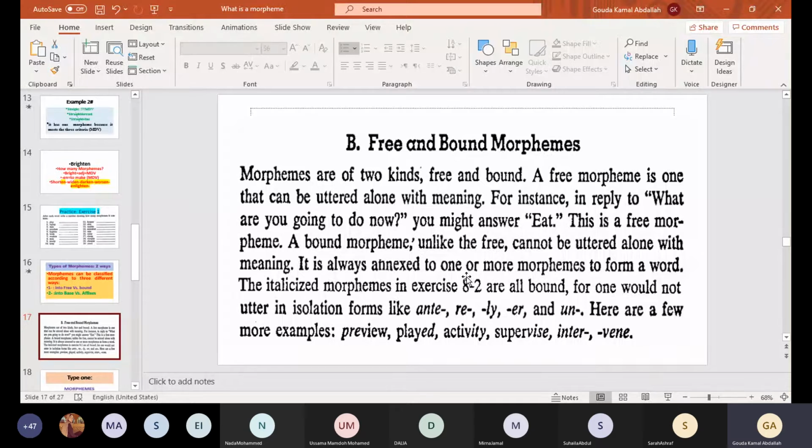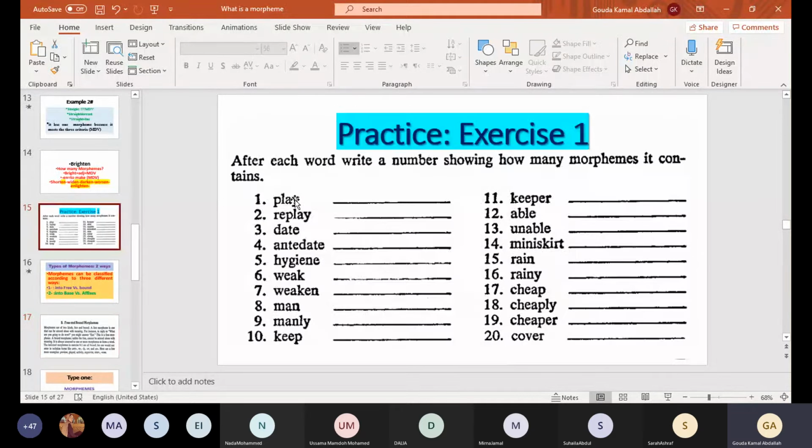Let's go back to our exercise here. If we say the word play, is it a free or a bound morpheme, and why? Free morpheme. And why? It can stand alone, with meaning. Not only this, with the meaning, right? Okay, let's move on to the second one, replay. How many morphemes? Two. We have two morphemes.